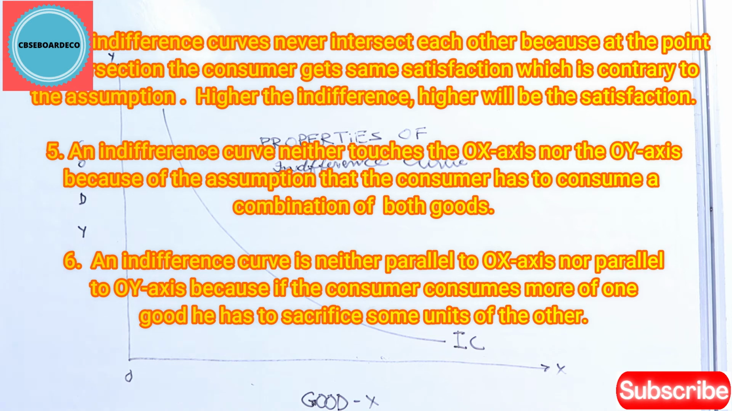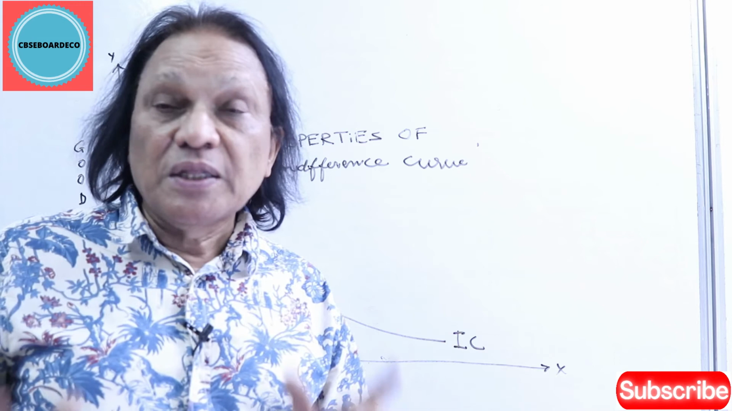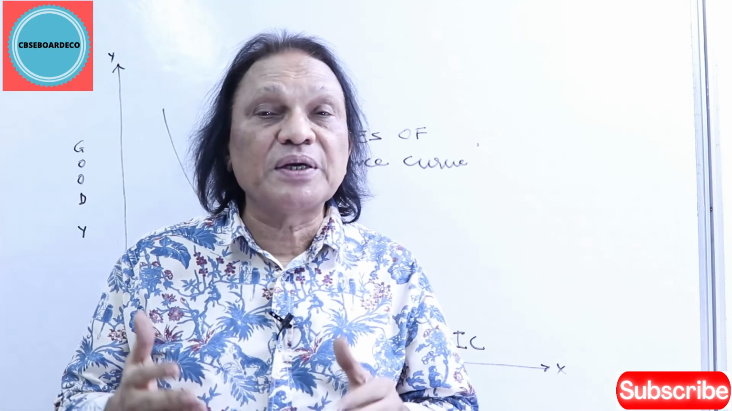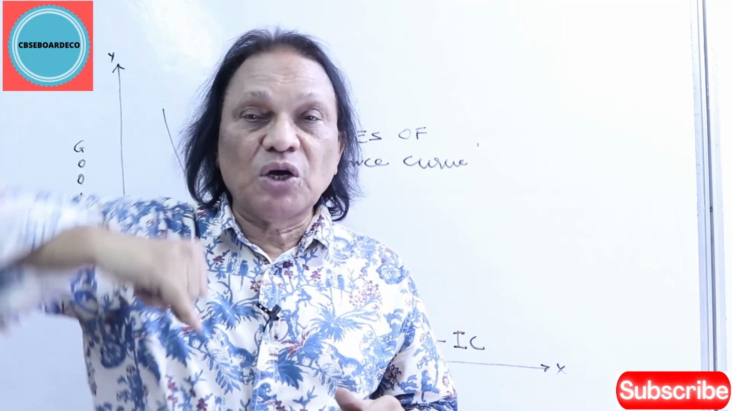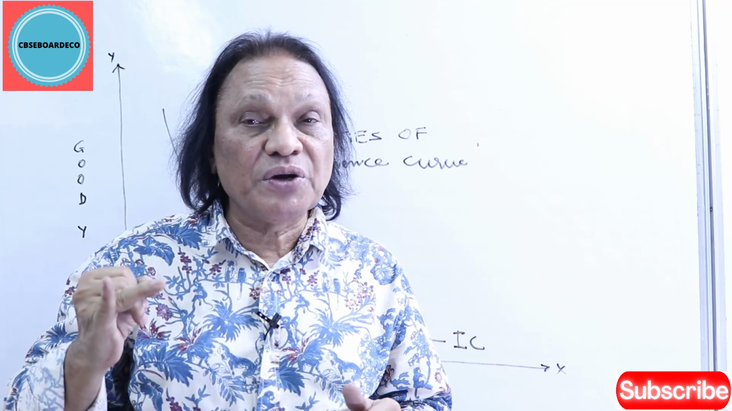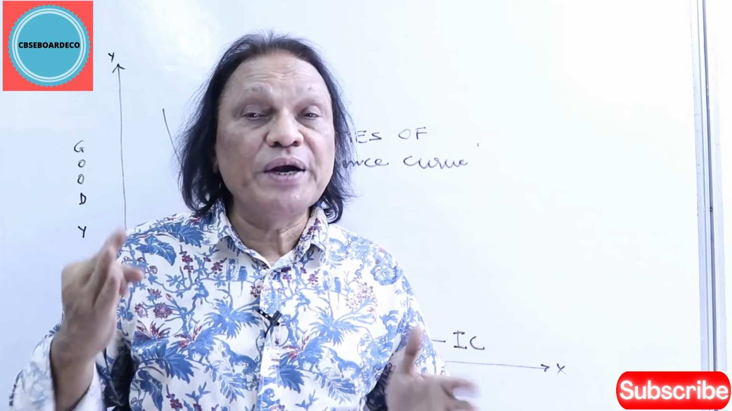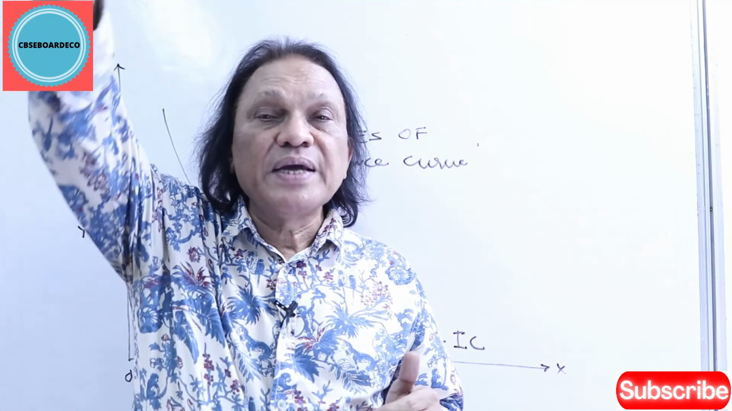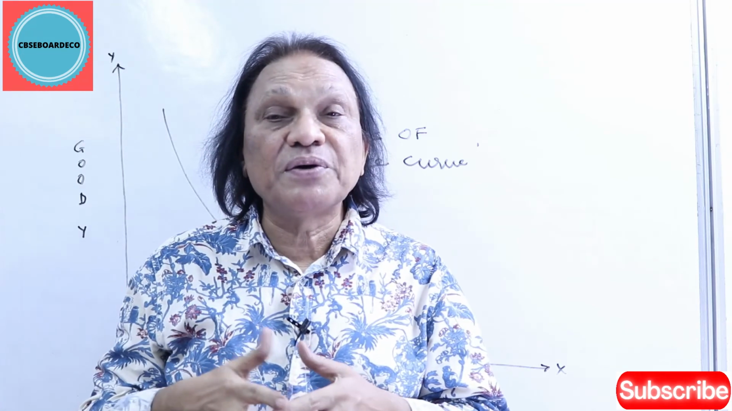So these are the properties. I hope you understood it. The first property is, remember, 4 very important properties. Number 1, it is downward sloping. Number 2, an IC is always convex to the origin. Number 3, two indifference curves never intersect each other. Number 4, the higher the indifference curve, the higher will be the level of satisfaction.